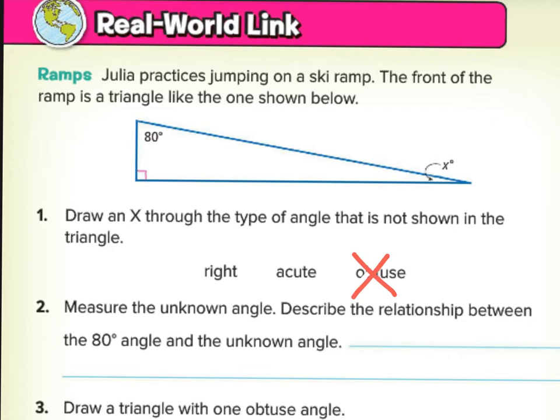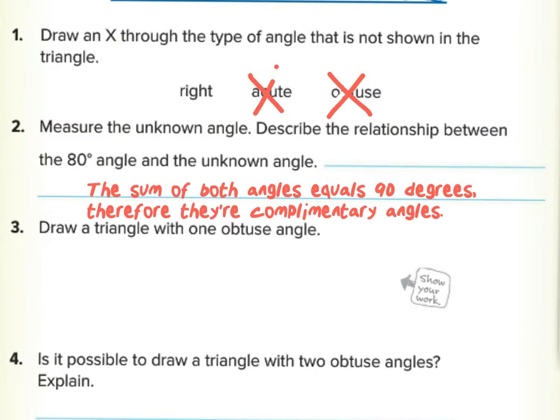And by the way, going back to question 1, I realized I did not put an X over the acute. This is a right angle triangle. I hope you caught on to that. This is a right angle triangle, not an acute. An acute would be all three angles are less than 90 degrees. That would be an acute triangle. The sum of both angles equals 90 degrees. Therefore, they're complementary angles.